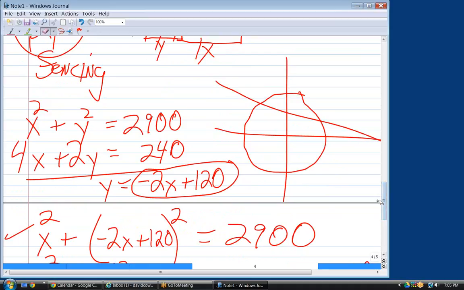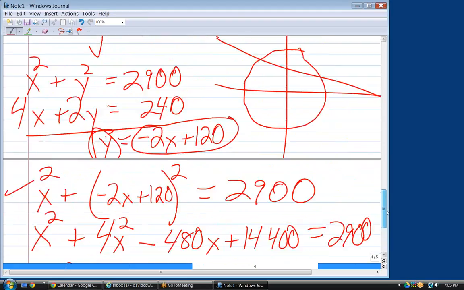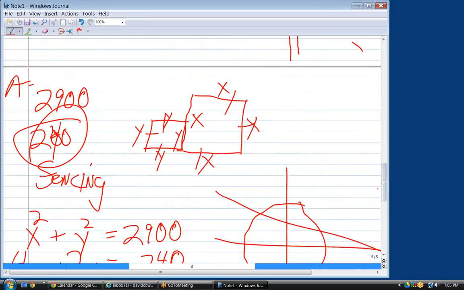Now, we still haven't solved for y. I realize we're out of time here. We can solve for y by taking our x solutions and putting them in. If both of those solutions create a positive y, then you have two solutions to this problem, two different configurations that would work.